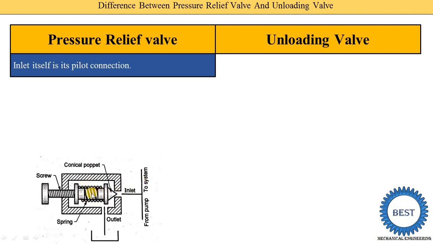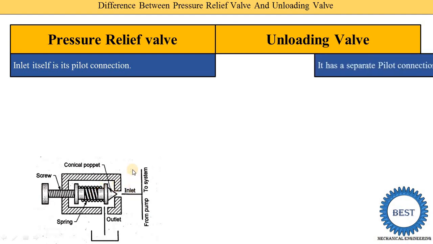At that time the pressure relief valve opens. Suppose the valve is set for 10 bar pressure and the inlet pressure is 11 bar. Then the oil from the pump is coming with 11 bar pressure, while the valve is set for 10 bar. Due to this inlet pressure, the valve is operated. It is called a pilot connection, meaning the inlet itself works as the pilot connection.